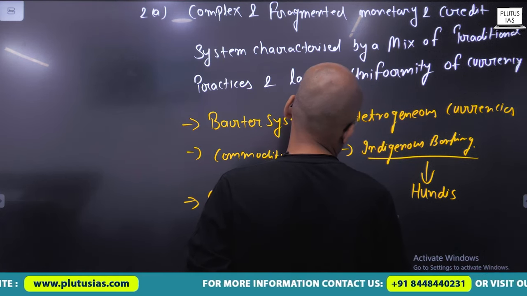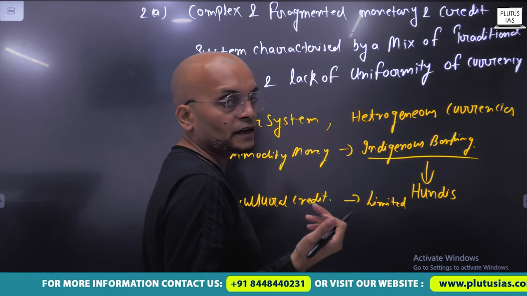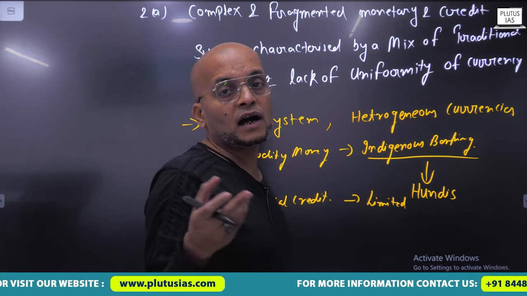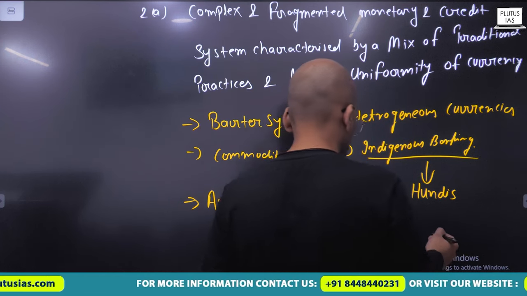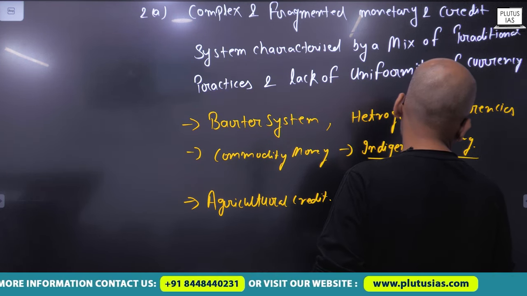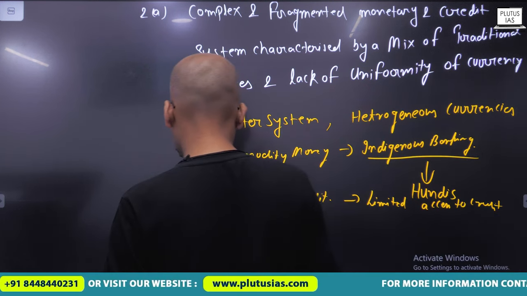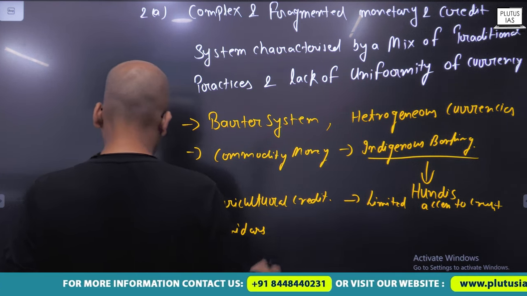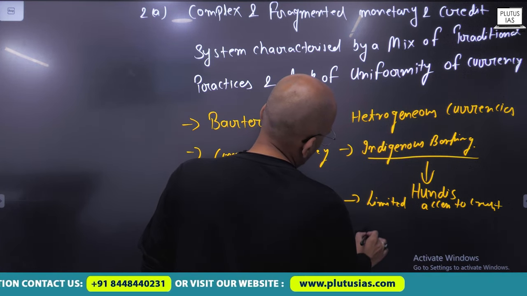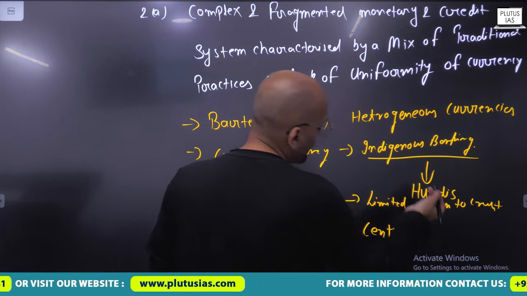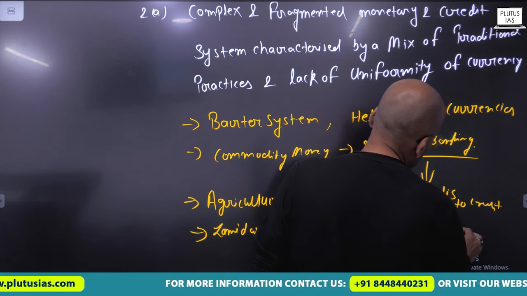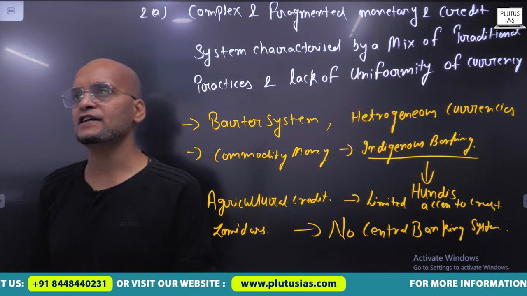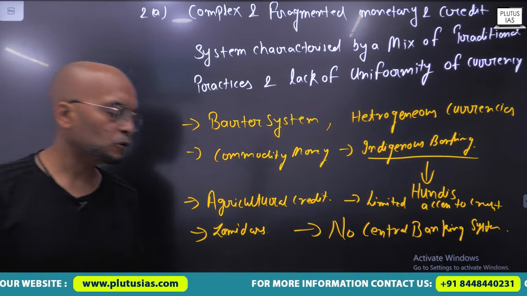Then limited access to credit. As I told you, since there was no central banking authority, indigenous banking practices were there. So credit was not a thing that could be acquired by everyone. Limited access to credit. Okay. Then zamindars were also prevalent at that time. Zamindari system or role of zamindars. And then you can write no central bank, no central banking authority. So all these were the features of the pre-independence economy. And this is more than sufficient. It will fetch you good marks. Okay. Moving on.